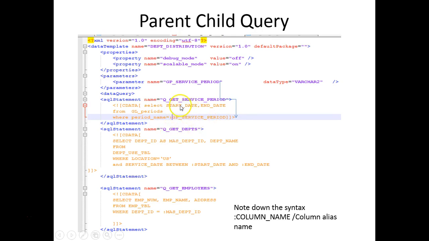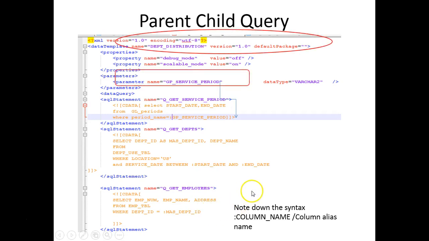Now I'm going to pass this start and end date to the get departments query. You can see I'm using the service date between start and end date. The period name is here, which is being passed to the first SQL statement. I'm getting the output from the SQL statement and passing it to the next one. I'm going to get the department ID as master department, and pass it to the next get employees SQL statement. Here is a good example of how we can leverage XML templates to derive parent-to-child queries.